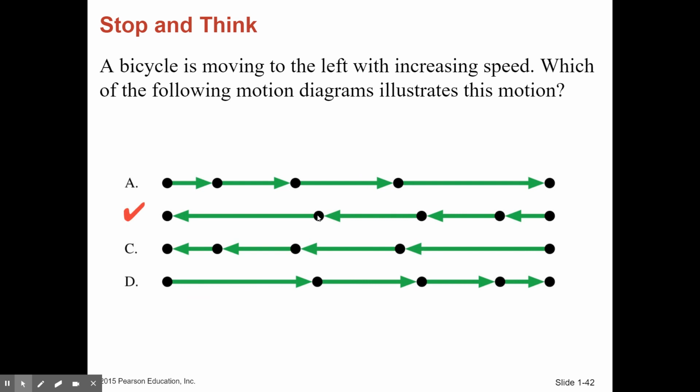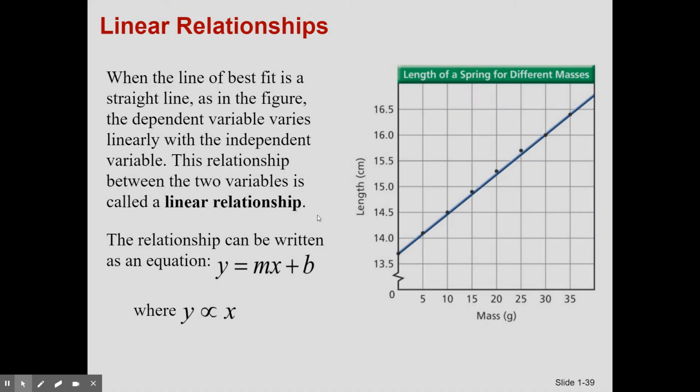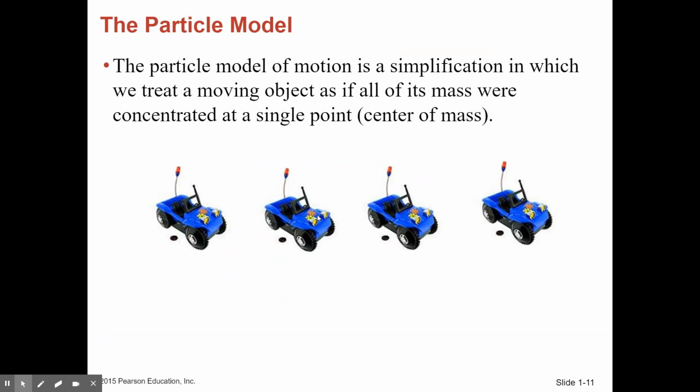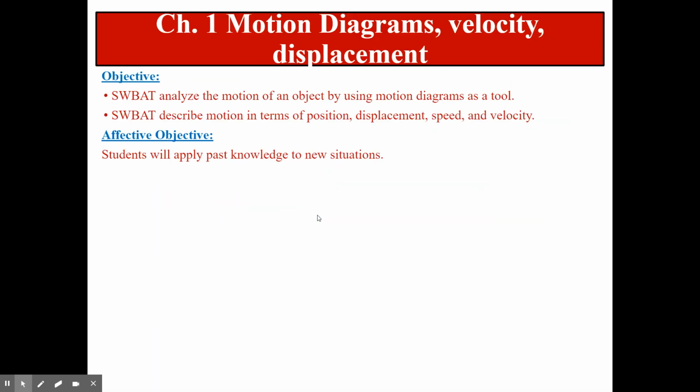Okay, so that's it for today. I might be adding another one up here, I'm not really sure yet. We'll see how things go. But I just wanted to go back to the beginning and review that we were analyzing the motion of an object, and we looked at that motion using these motion diagrams, which is what we're going to be doing in the lab this week. And then also looking at position, displacement, speed, and velocity, and how those all relate. So thank you, and I will talk to you soon.